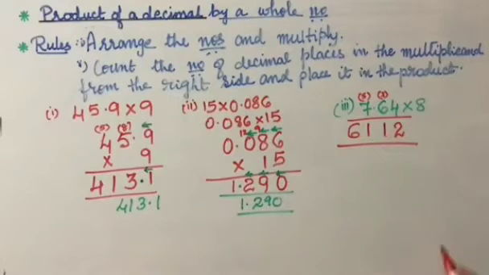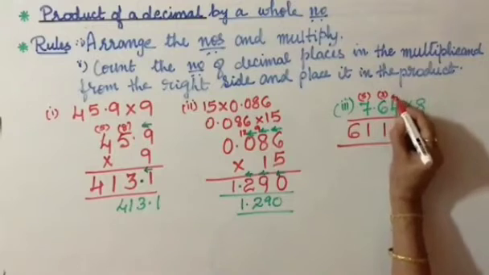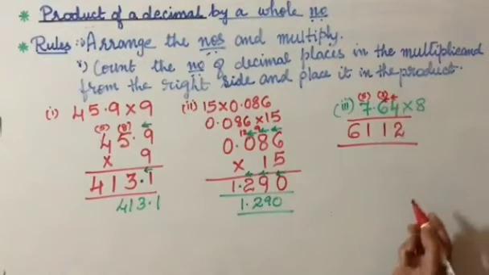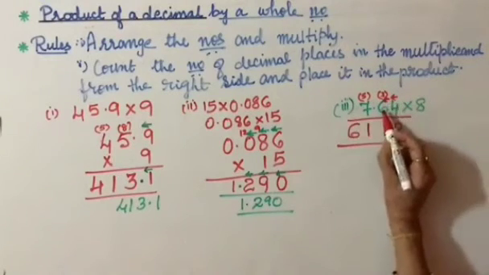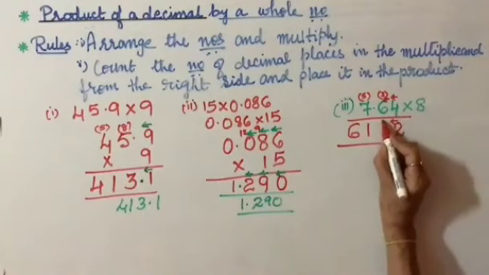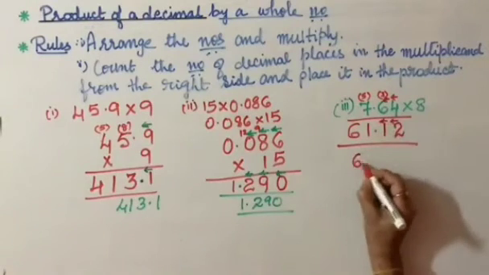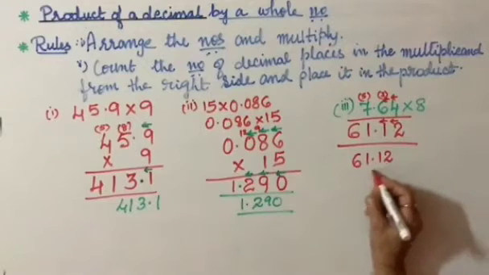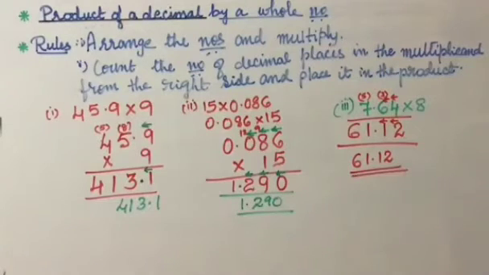But where to place the decimal point? 1 place, 2 places. Children, count from your right. 1 and 2. 61.12 is your answer. Please go through. See if you have got the same answers, if you have done it independently. If there is any correction, please do it. Clear?